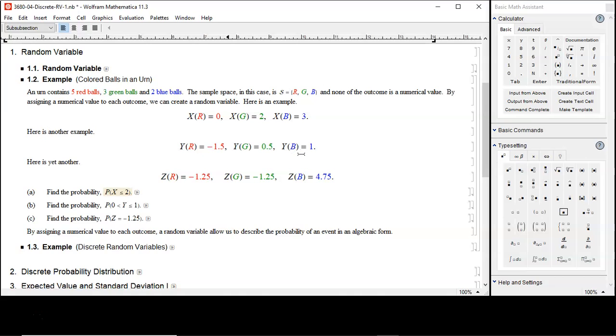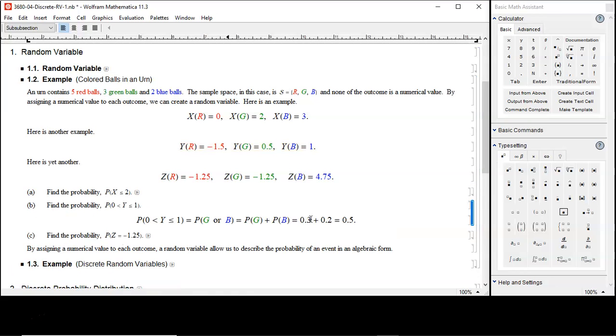Here's another example. The probability that random variable Y takes a value strictly greater than 0 but less than or equal to 1. Strictly greater than 0, so no red. Green and blue are both okay. 0.5 is strictly greater than 0, so that's fine. And then 1 is equal to itself, so less than or equal to 1, that's okay. And therefore we get this computation, either green or blue.